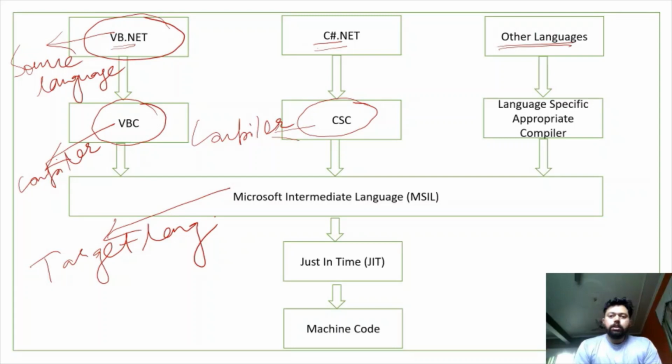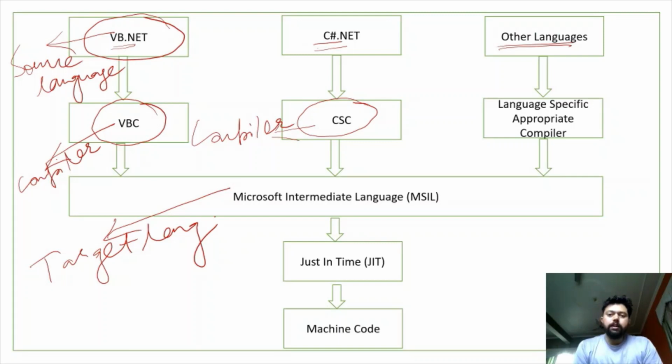We can say that the source language may be different. We are using VB as a source, C# as a source, and other languages that support the .NET framework as a source language. But the compiler will convert the language into a target language, which will be the same. Either you use VB, C#, or any other language, the target language will be the same.